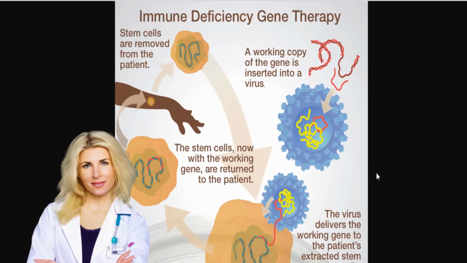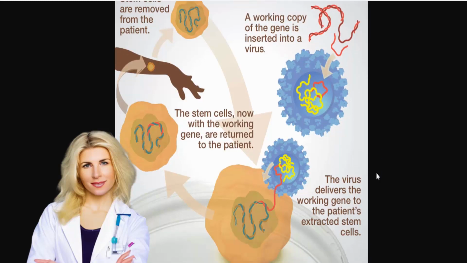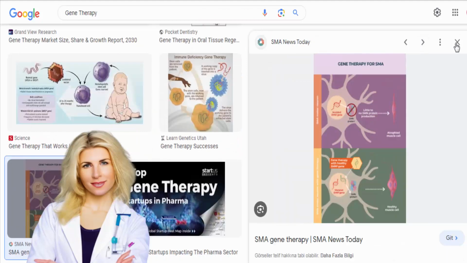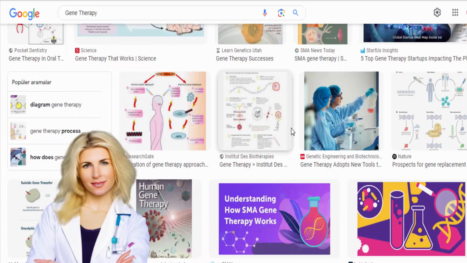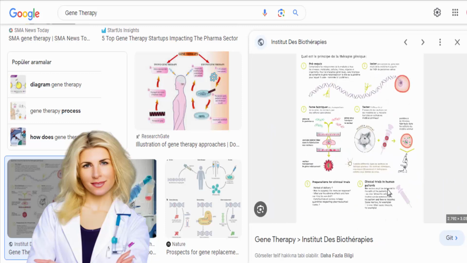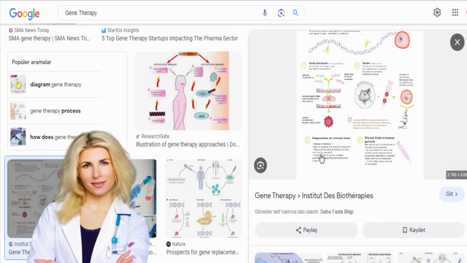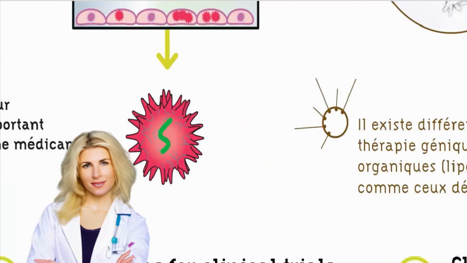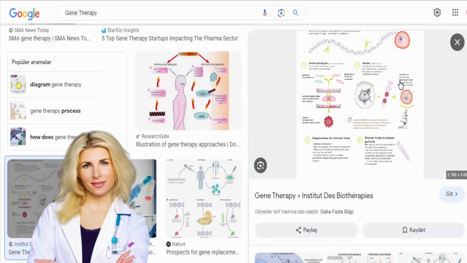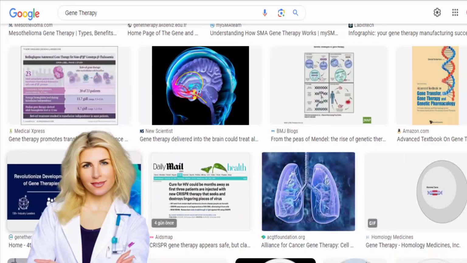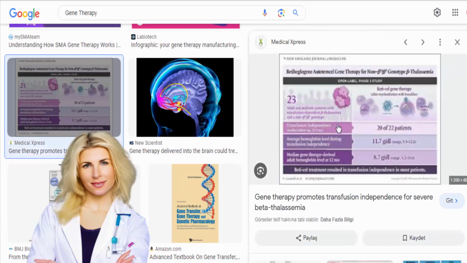Here are some of the latest developments in gene therapy. In 2023, the FDA approved the first gene therapy for sickle cell disease. This therapy uses a lentiviral vector to deliver a gene that produces healthy hemoglobin to the patient's blood stem cells. Researchers are developing gene therapies for a variety of other diseases, including cancer, Alzheimer's disease, and Huntington's disease. Scientists are also developing new gene editing technologies, such as CRISPR-Cas9, that could be used to make gene therapy more precise and efficient. Gene therapy is a rapidly developing field with the potential to revolutionize the way we treat disease.